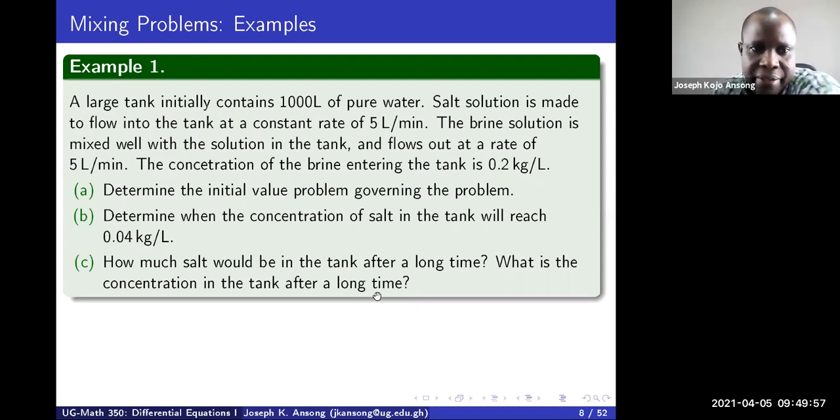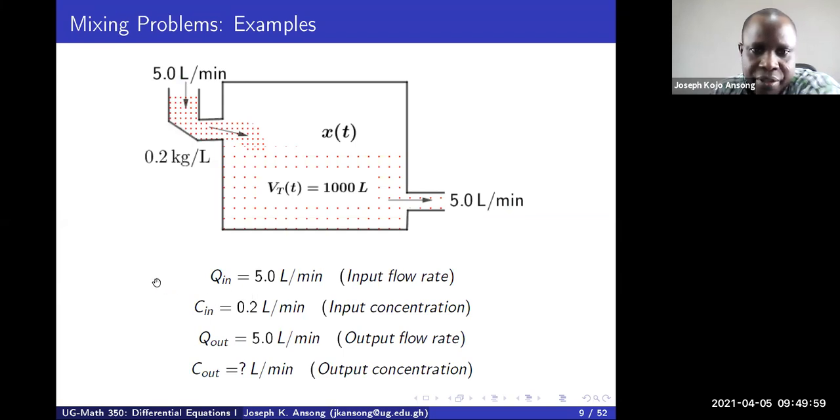So let's look at a setup of the problem. These are the numbers from the question. Stuff is coming in, this is my Q in, 5 liters per minute flowing inside. The concentration of the stuff flowing into the tank is 0.2 kilograms per liter, so that is my C in. So Q in is 5, C in is 0.2. From the analysis we did before, if I multiply these two, I get my R in, in terms of amounts per time.